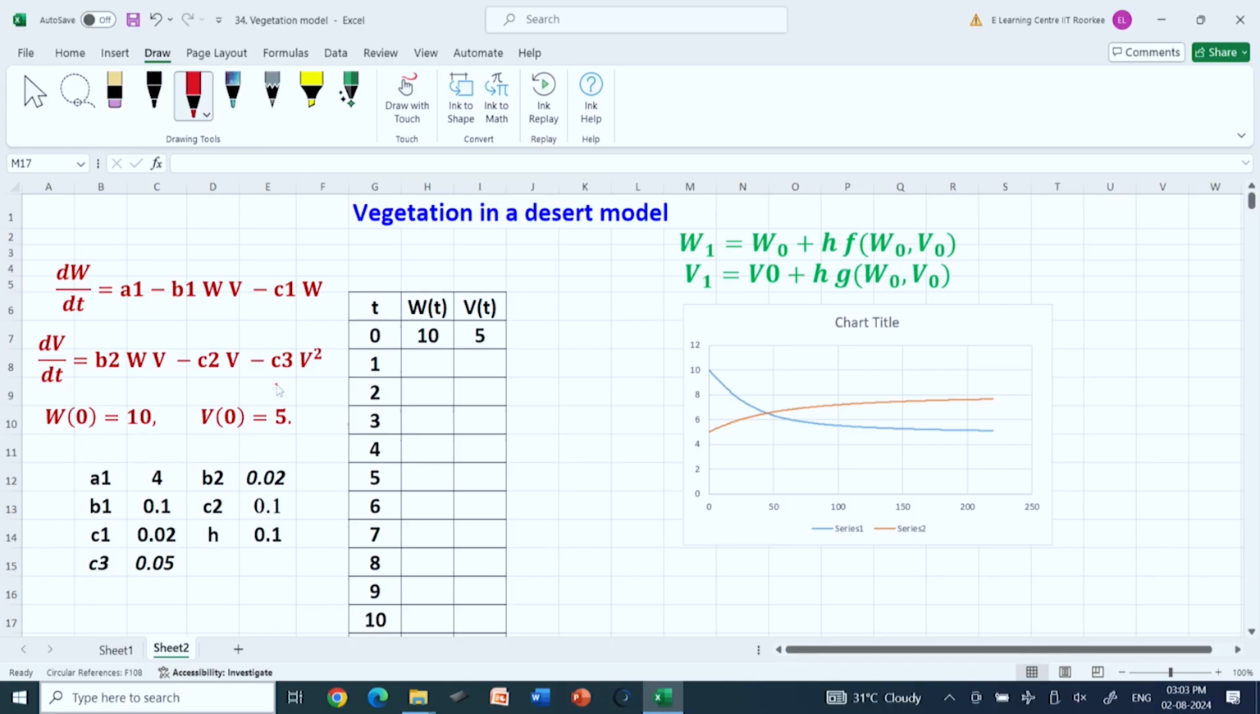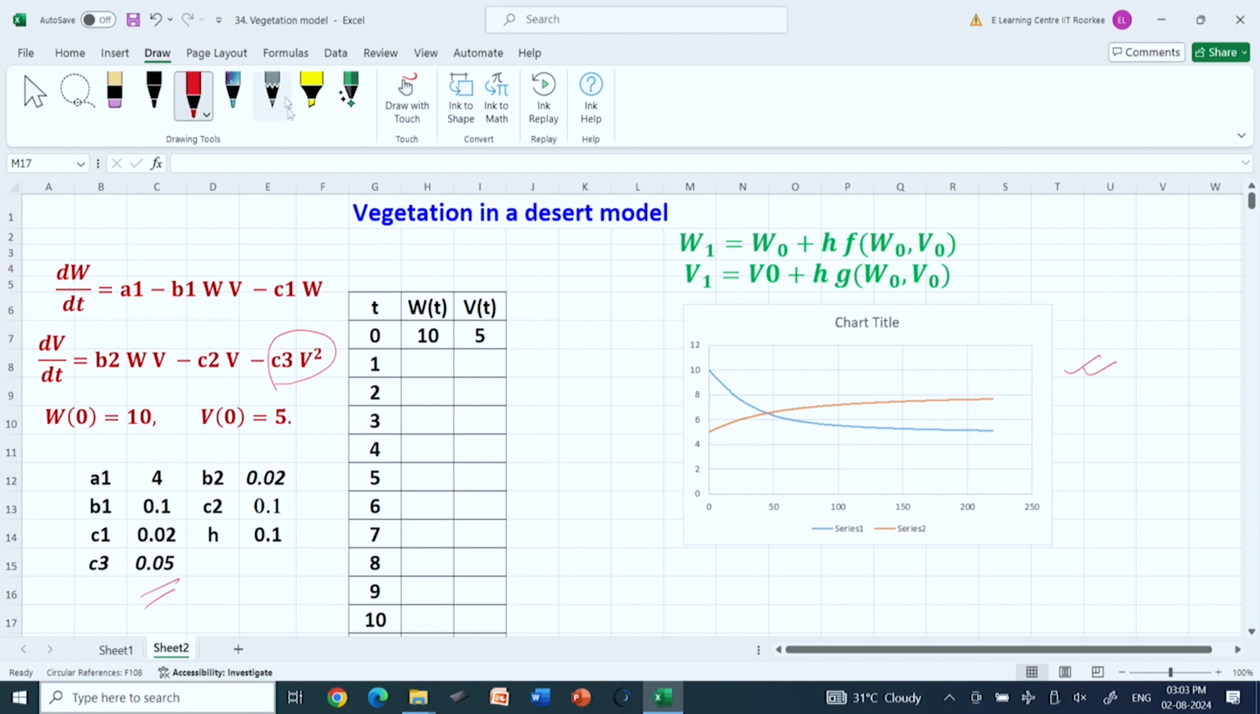We now look into a modified model where I have added a competition term C3V square. What we are going to look at in this vegetation model is when there is competition among the vegetation, and they compete for water. This diagram is from the previous model when your C3 is 0. Now, we will plot another graph where we include the competition, where C3 is not equal to 0, but we put the value 0.05.